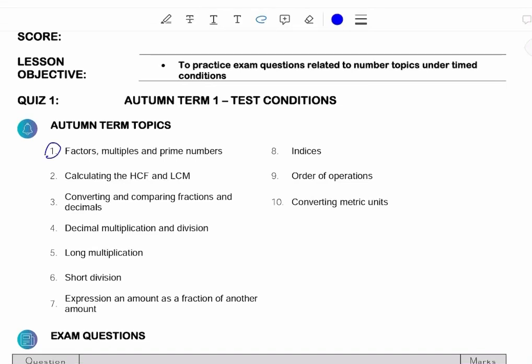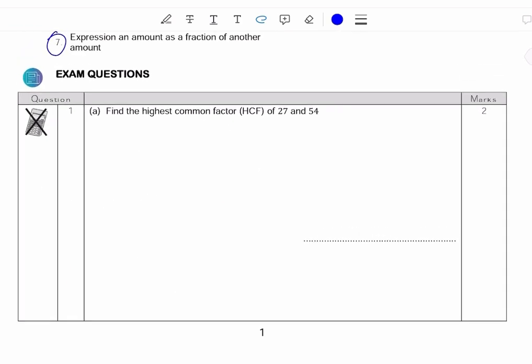Hi everybody, you had this test recently, so I'm going to explain how to do the questions. Please check and correct the wrong answers.